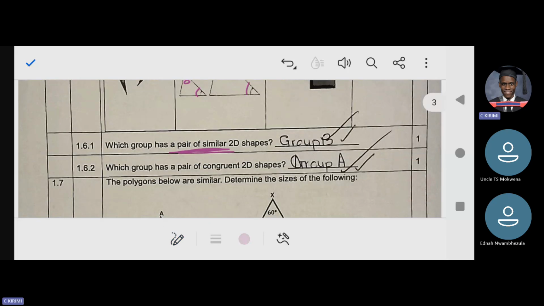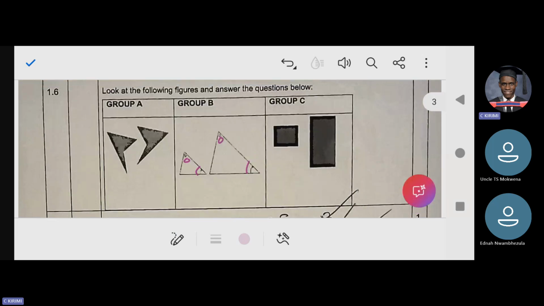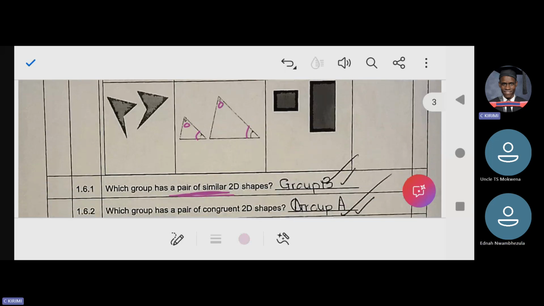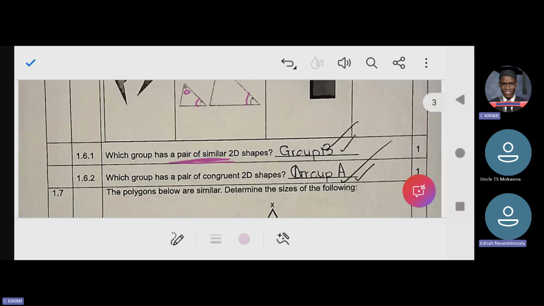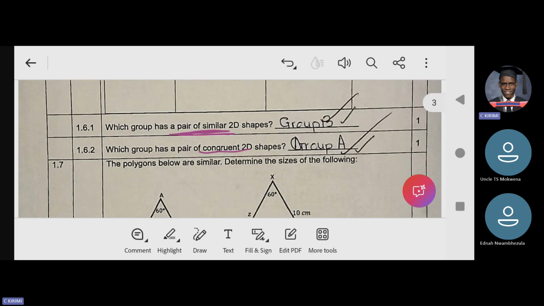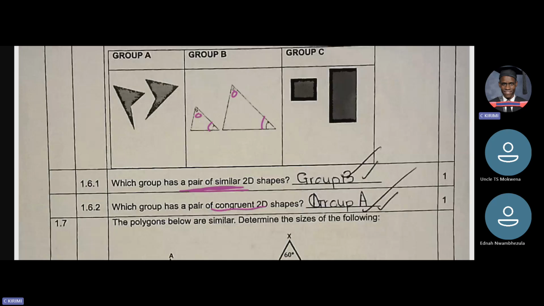So group B. Which group has a pair of congruent? Congruent, we said, is exact shape, same shape and same size. Yes, same shape, same size. So A, you are seeing that those two are of the same shape and same size. That's congruent. Any question regarding congruency and similarity? No. Okay, let's move on.